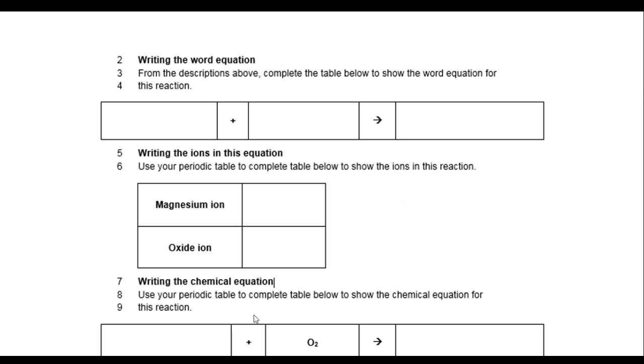You then need to write the chemical equation for this word equation. So in here we use words, so we're saying what the elements or compounds are, but in here we need to use the symbols. So have a go, see if you can fill it in, and then we will go through the answers.